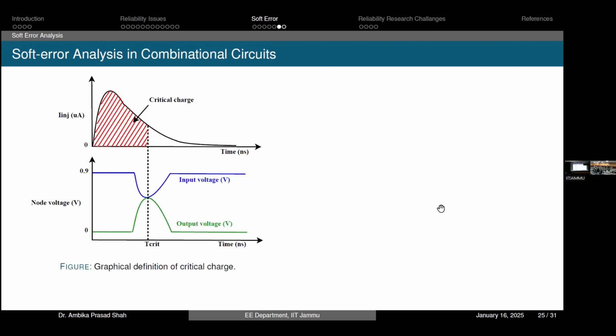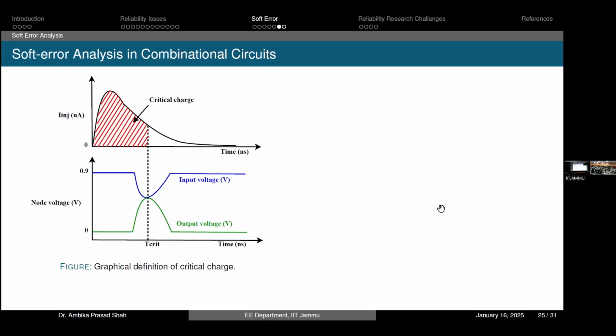So the question is, how can I analyze the effect of soft error in a combinatorial circuit? Let us see how it can be done. I told you generally that the impulse is modeled by a double exponential current, where we have a different rise time and fall time. To check it for a combinatorial circuit, what people generally do is apply one current pulse of different rise time and fall time, and it is something like this one.